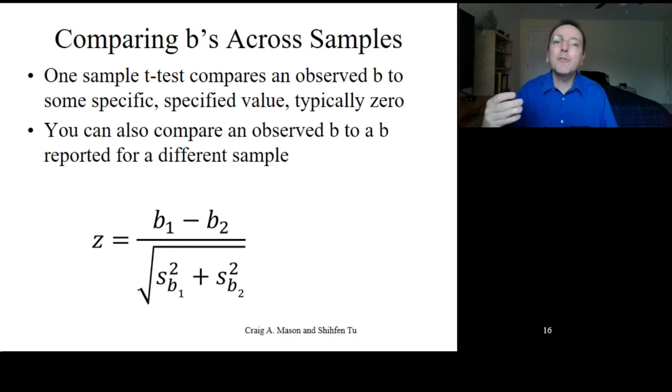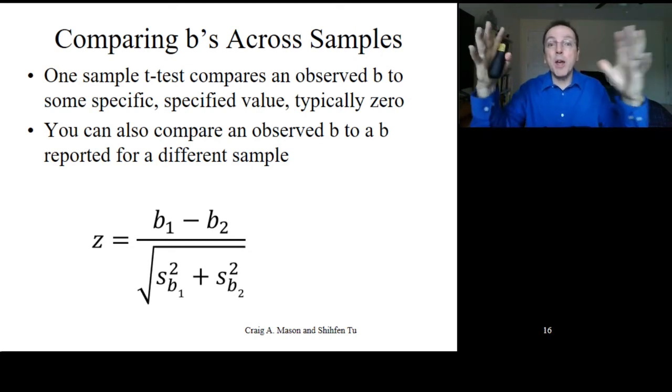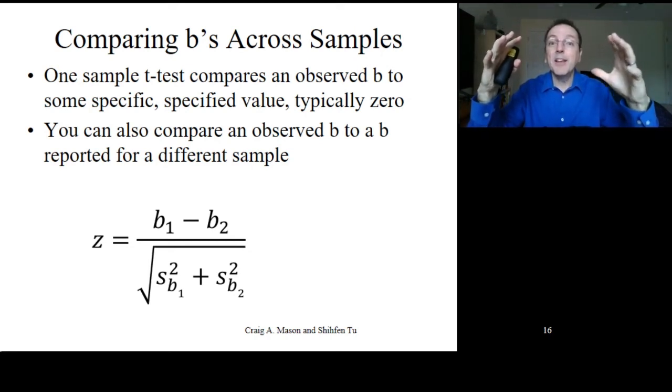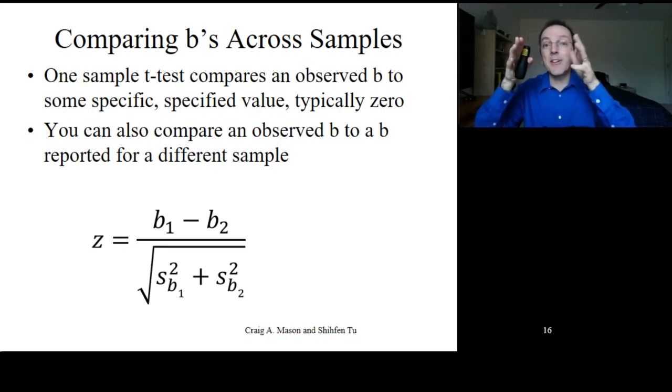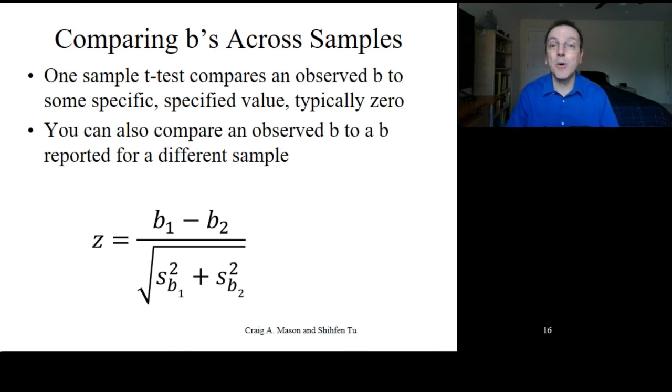Therefore, the formula for comparing two regression coefficients from two different samples is Z equals B1, the unstandardized regression coefficient from the first sample, minus B2, the unstandardized regression coefficient from the second sample, divided by the square root of the whole thing of the standard error for the first regression coefficient squared plus the standard error for the second regression coefficient squared.